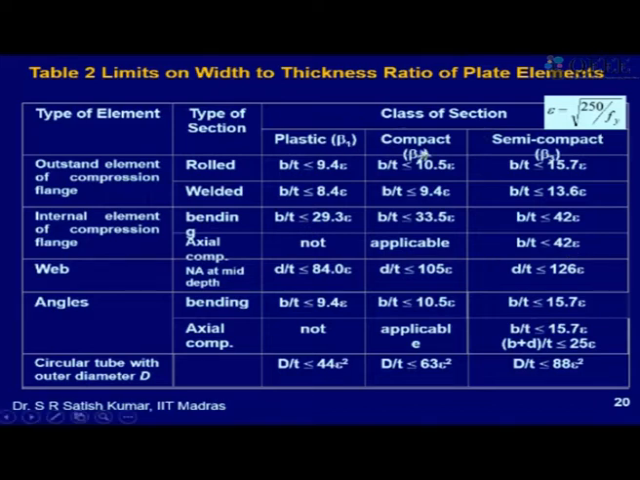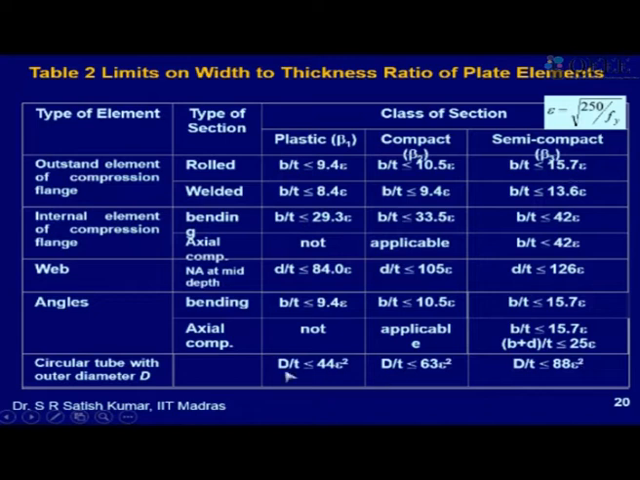See, these are the beta 1, beta 2, beta 3 values which are given in the code for 250 MPa steel. There is a correction factor for grade of steel. If Fy is 250, epsilon is 1, so I directly check with this number. If Fy is 350, this will become 0.87, so I'll have to multiply this with 0.87. This may reduce further and so on. So that is how these numbers are.